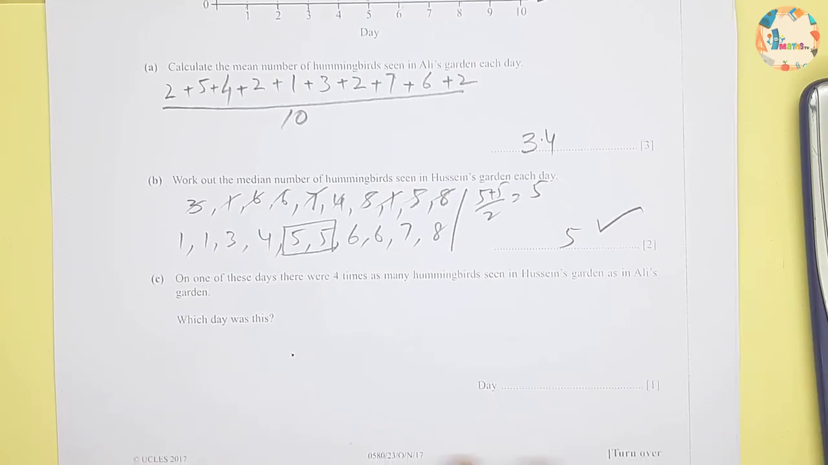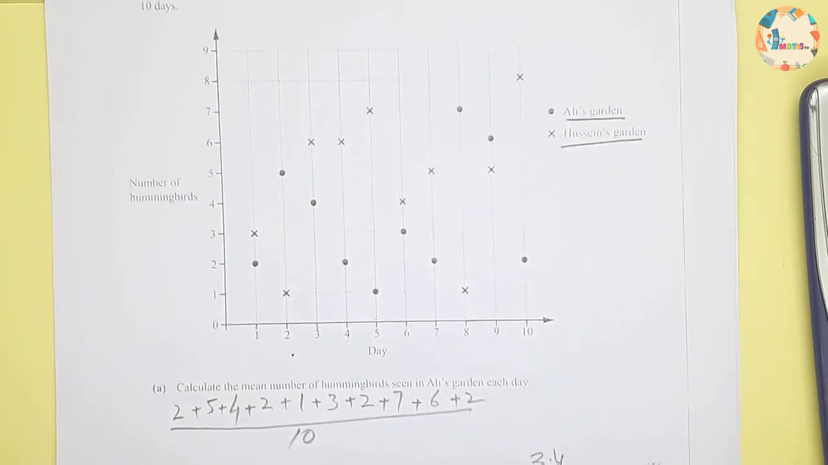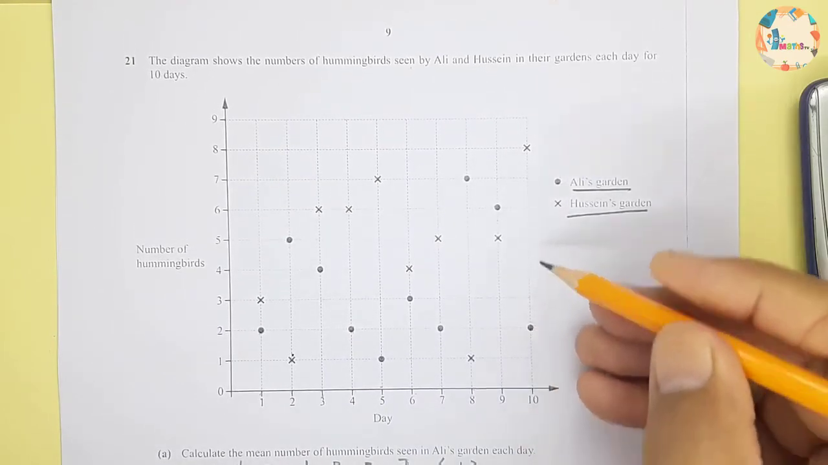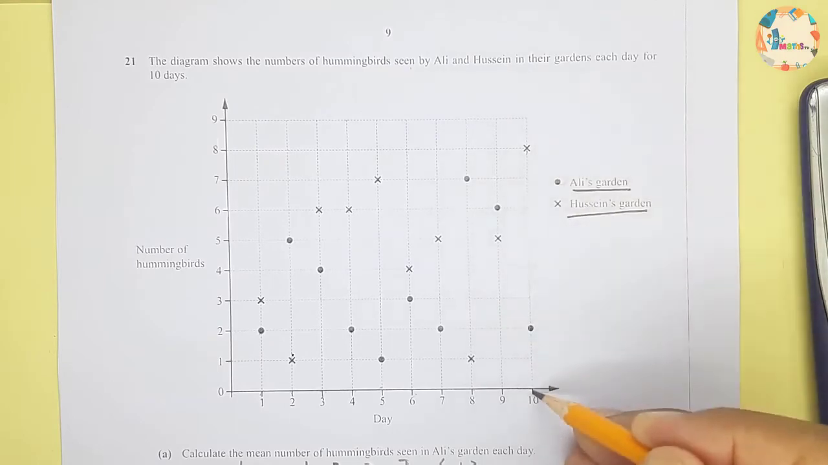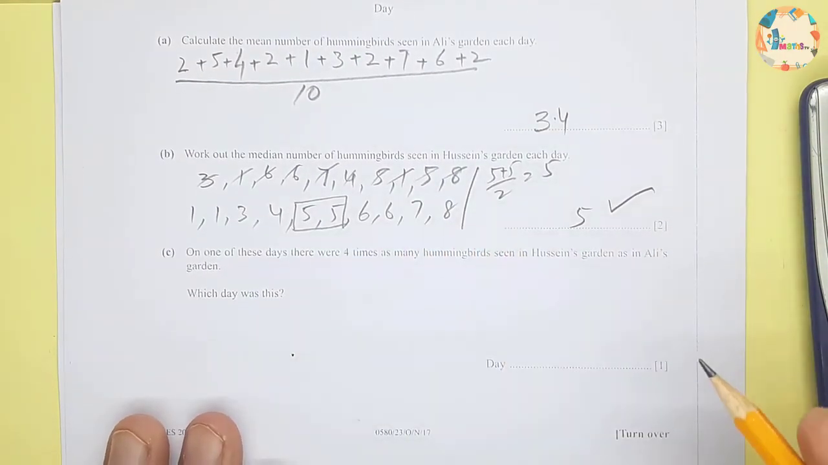On one of these days, there are 4 times as many hummingbirds seen in Hussein's garden as in Ali's. Which day was this one? So 4 times. Yeah, if we check, this is 2 and this one is 8. So this day will be day number 10. So we can write this one as day 10.